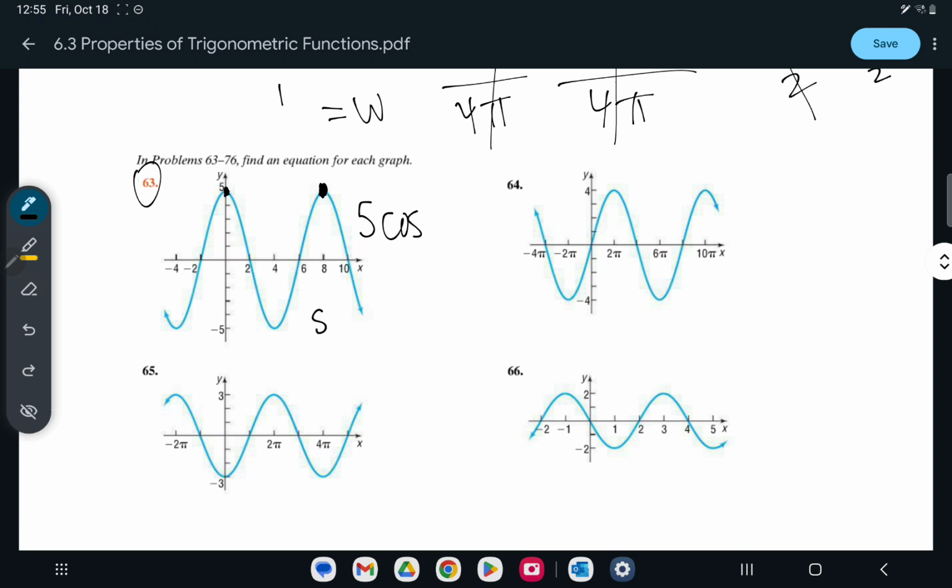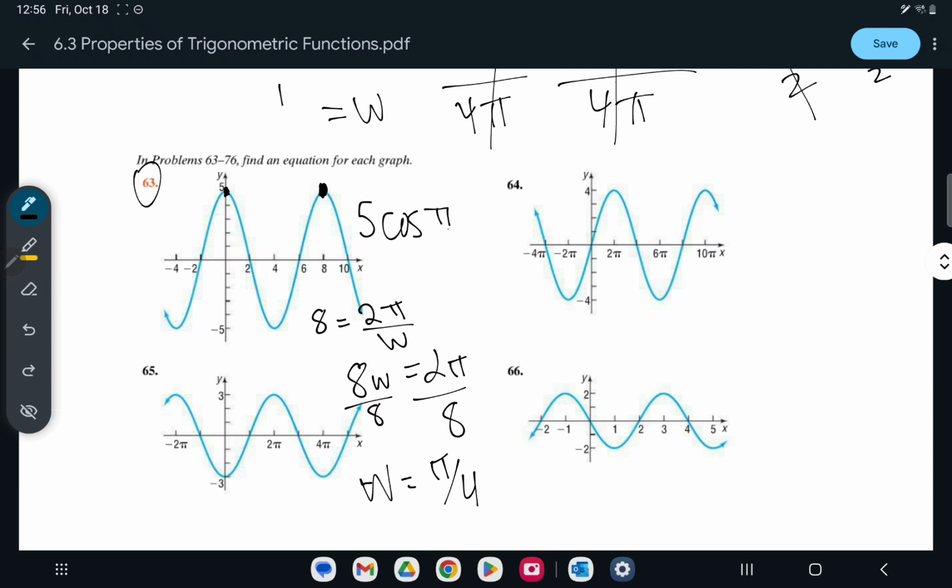So the period is 8. So the period formula is 2 pi over omega. So we have 8 omega equals 2 pi, and then divide both sides by 8, and we get omega is pi over 4. So pi over 4x. And that's a potential function.